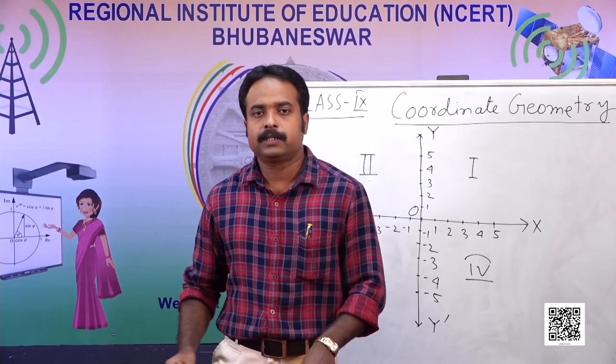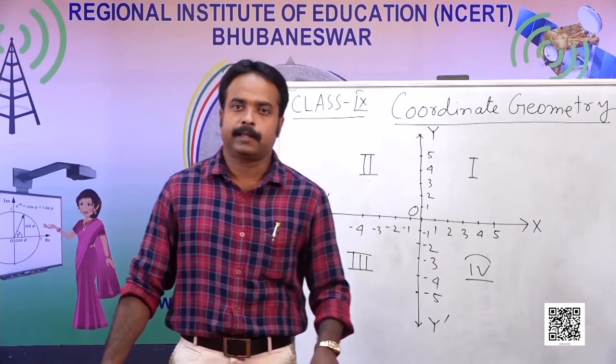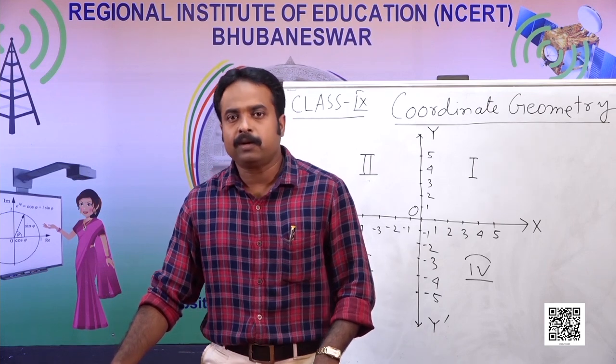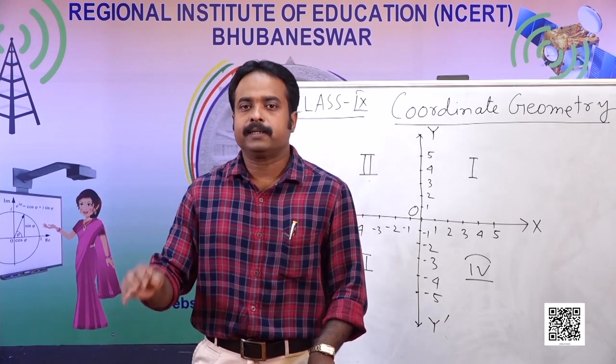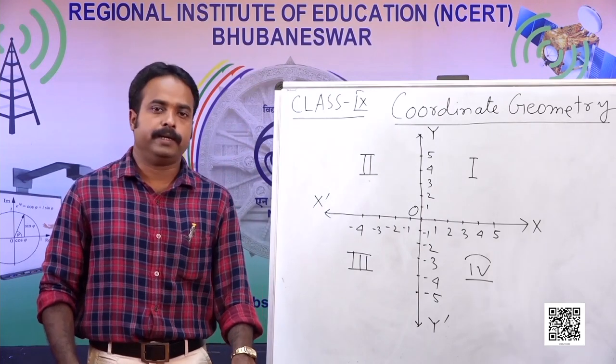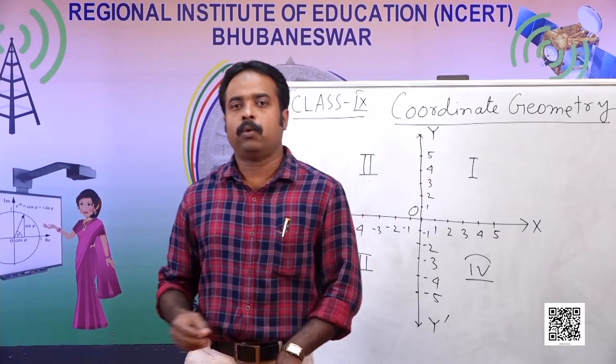Second, the y-coordinate of a point, also called the ordinate, is its perpendicular distance from the x-axis measured along the y-axis. Here also, it is positive along the positive direction of the y-axis and negative along the negative direction of the y-axis. And third convention, in stating the coordinates of a point in the coordinate plane, the x-coordinate comes first, then the y-coordinate, separated by a comma and written within small brackets. So, we have to remember these three conventions whenever we deal with coordinate geometry.